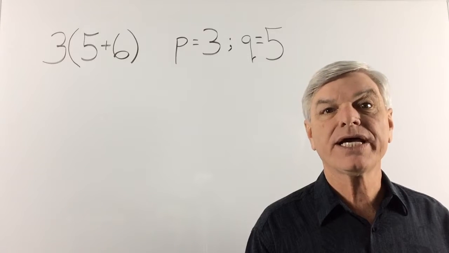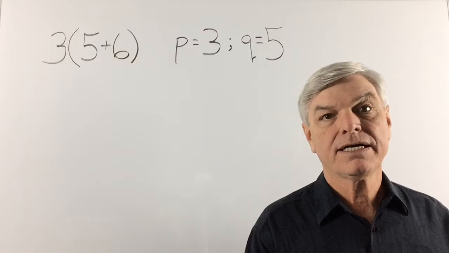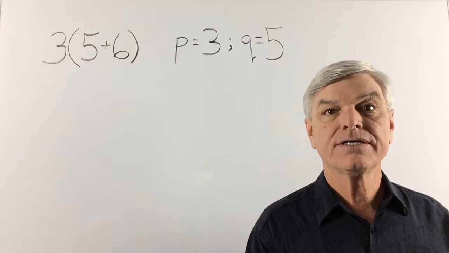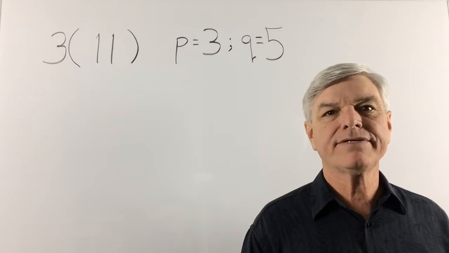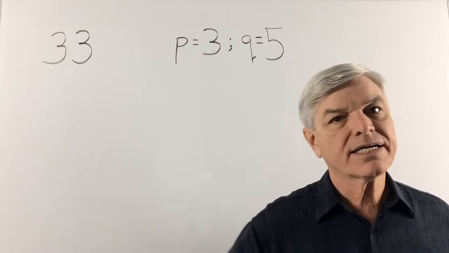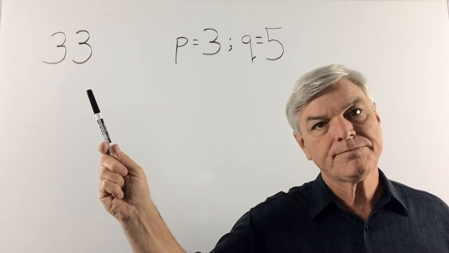And we have 3 times parentheses 5 plus 6. Now, of course, we work with our parentheses first. 5 plus 6 is 11, and we're going to multiply it times 3. And our product is 33, and that is the solution to our problem.